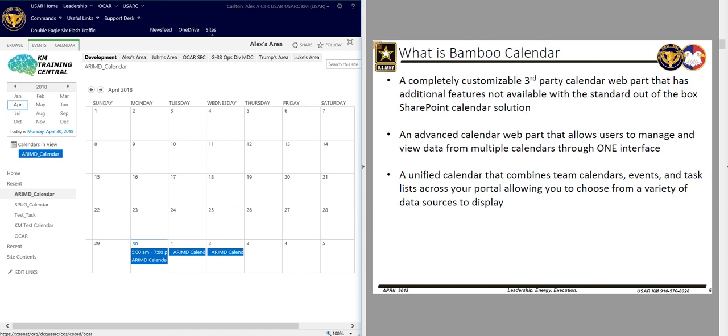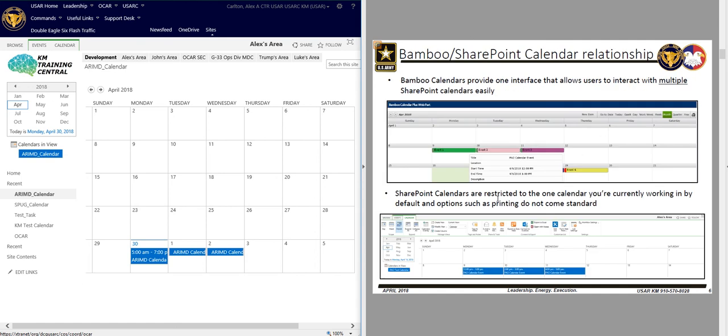So what is a Bamboo calendar? Well, a Bamboo calendar is a third-party app that's available to us that provides additional features that are not available with the standard out-of-the-box SharePoint calendars. One of the big advantages of using a Bamboo calendar plus Webpart is it allows us to view multiple calendars using one interface. This can be really helpful for organizations that have multiple calendars that leadership may need to view, and they can utilize the Bamboo calendar plus Webpart to display all of the calendars in one location.